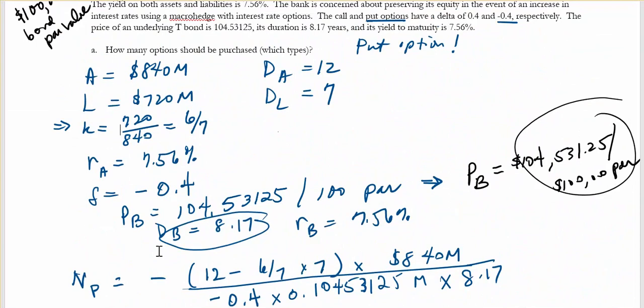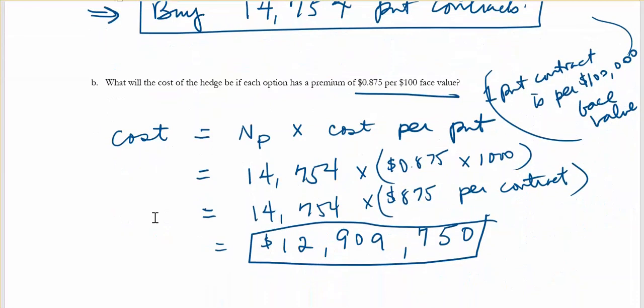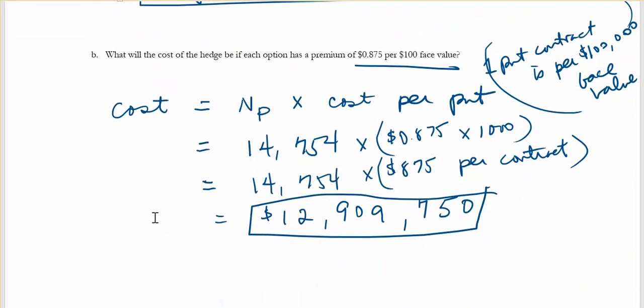Now, let's just take a moment to compare that to the size of the bank's balance sheet. It has $840 million in assets. So the number of puts it needs to just hedge against interest rate changes would be close to $13 million. So not a small percentage of the overall balance sheet.